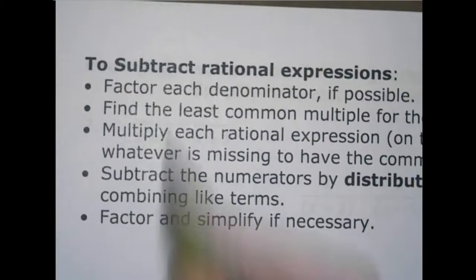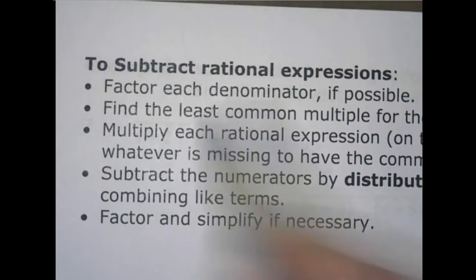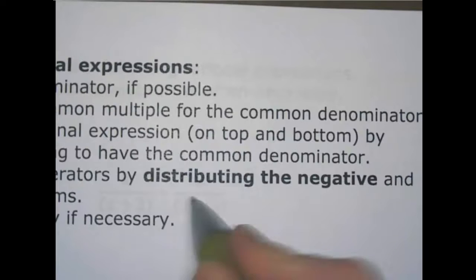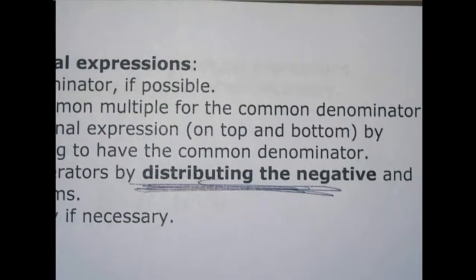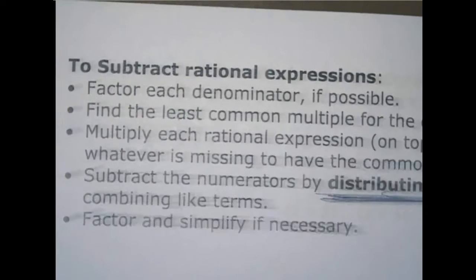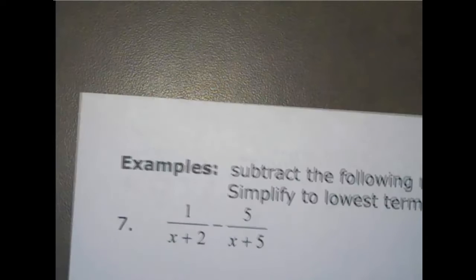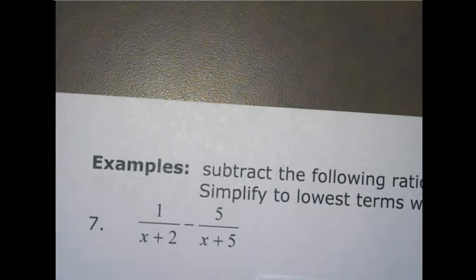To subtract, you still factor each denominator. You still find the least common denominator. You multiply to find the new numerators. You subtract. This one's really important. You subtract by distributing the negative, and then you look at your answer, make sure it won't factor and simplify anymore. So nothing will factor there, and so now I need to find a common denominator.